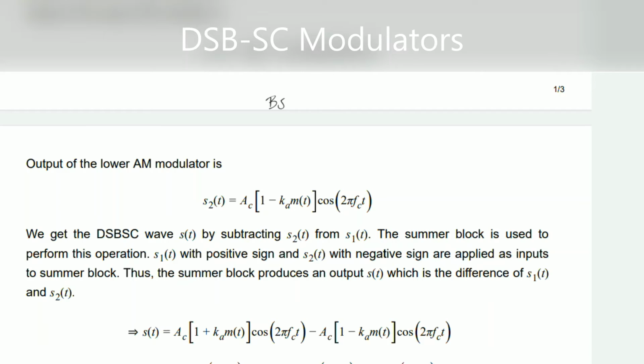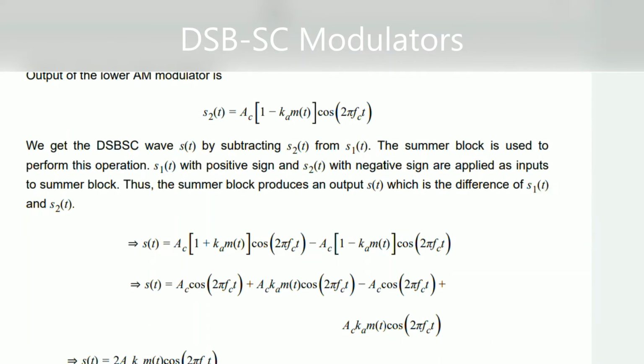Then we are getting the value of s1 of t minus s2 of t. Why? Because s1 is given a positive sign and s2 of t is given a negative sign. So at last, putting the values in s of t, we get Ac cos 2 pi fc t plus Ac Ka m of t into cos 2 pi fc t minus Ac cos 2 pi fc t plus Ac into Ka m of t into cos 2 pi fc t.